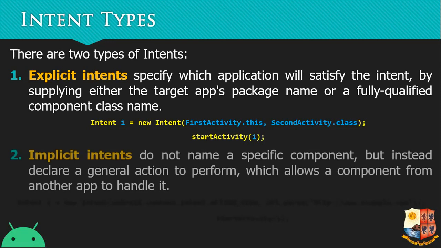That's the second one, implicit intent. You do not name a specific location, but instead you are telling generally something to perform. And whoever can handle it, you tell them to take care of it, which allows a component from another app to handle it, not from your app. From one app's activity to the same app's activity, if you are going, then it is called explicit intent.